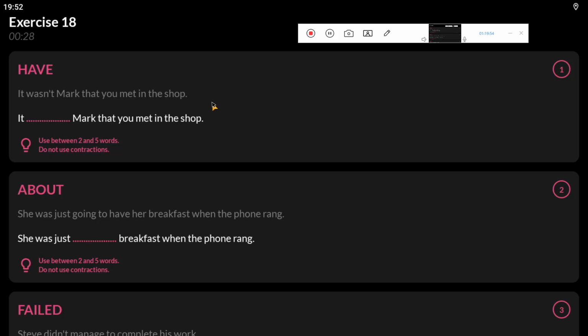It wasn't Mark that you met in the shop. Do you remember, this one is very similar to the other one from before? It could not have been. No pudo haber sido Mark, el que conociste en la tienda. So it couldn't have been, or it could not have been Mark. This is the modal perfect tense, as I told you, okay? Don't forget. It couldn't have been Mark.